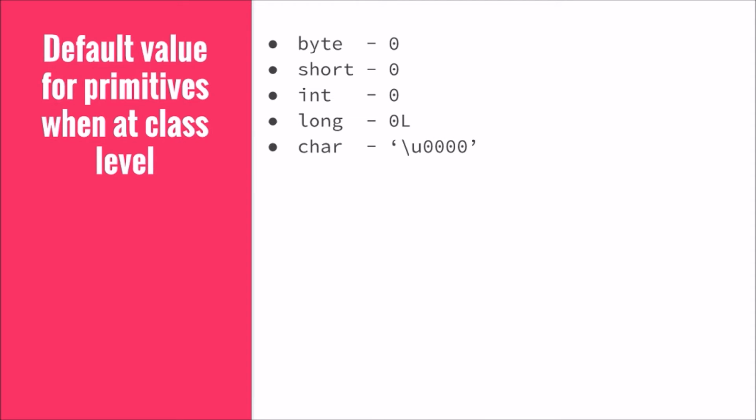And char is \u followed by 4 zeros. That means it's a null character. So by default, char will store the null character. Double and float are both decimal, so double stores 0.0d and float stores 0.0f. And boolean stores false. So by default, boolean will be false. But you have to remember again that this happens only when you define at the class level.